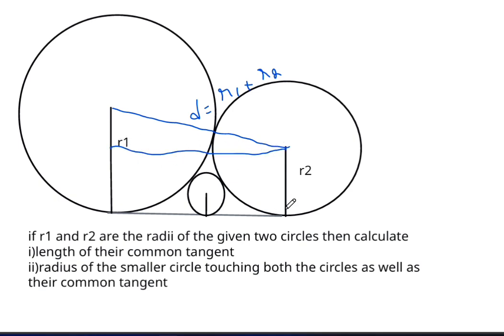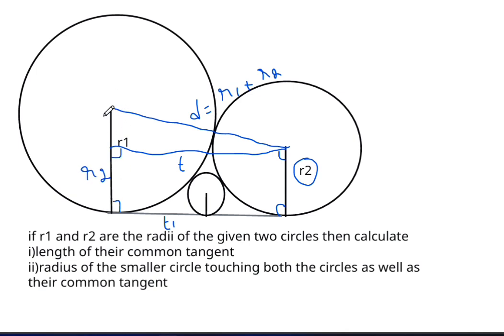Now, since we know that radius is perpendicular to the tangent at the point of tangency, the same tangent will be perpendicular to the other radius also. So we can say since the tangent and the line parallel to tangent both are perpendicular to radii, here we have a rectangle. So since this side is R1, the other side also must be R2.